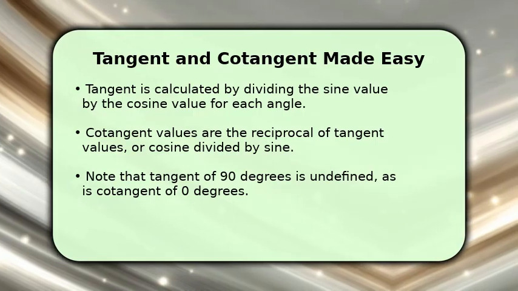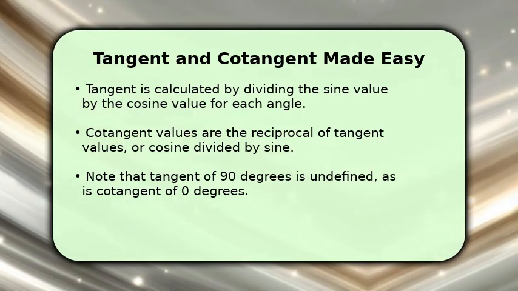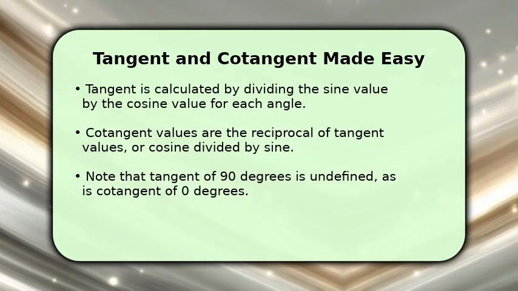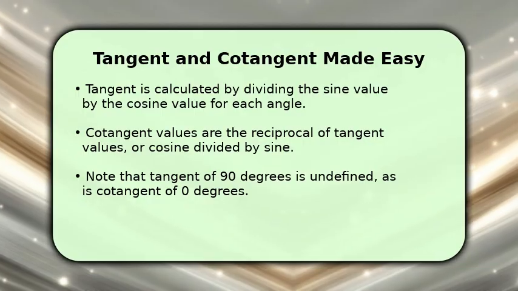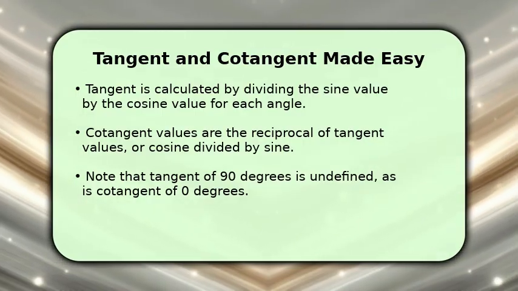Cotangent is the reciprocal of tangent, meaning it's cosine divided by sine. Be mindful that tangent of 90 degrees and cotangent of 0 degrees are undefined, as you cannot divide by 0.